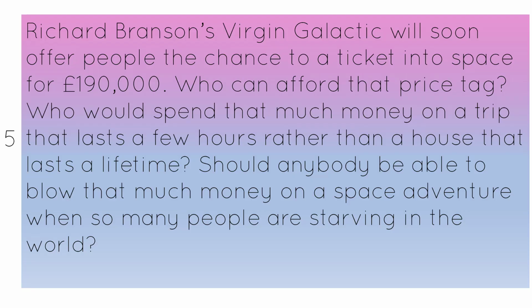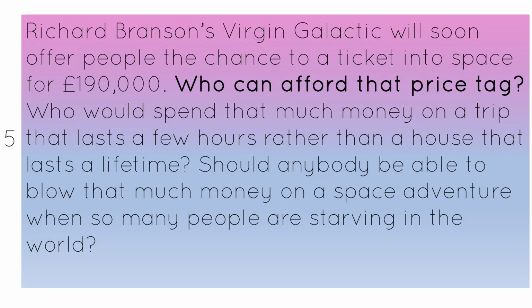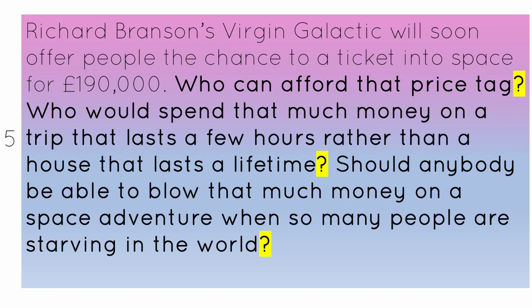So here, you probably saw a question mark right at the top. Who can afford that price tag? Now, we need to look after the question mark. That's the trick here. If what comes after is an answer, it's a question and answer. If nothing really comes after it linked to it, then it's a rhetorical question. But in this case, we can see it's followed by 2 more questions. And I've highlighted the 3 question marks in yellow to make it easier for you to see. So this is clearly a series of questions.